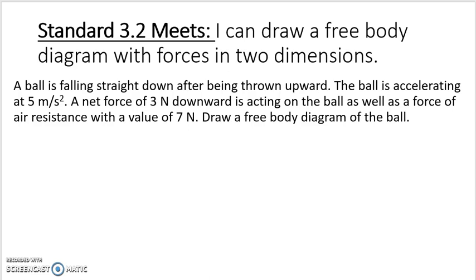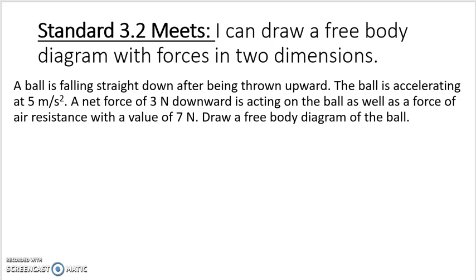Standard 3.2 meets, I can draw a free body diagram with forces in 2 dimensions. A ball is falling straight down after being thrown upward. The ball is accelerating at 5 meters per second squared. A net force of 3 newtons downward is acting on the ball, as well as an air resistance force with a 7 newton value. Draw a free body diagram of the ball.